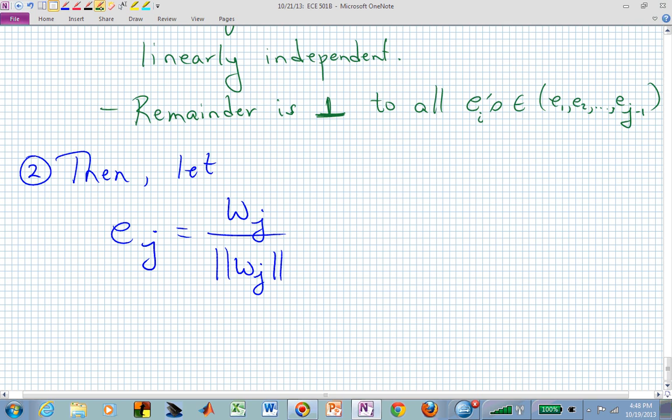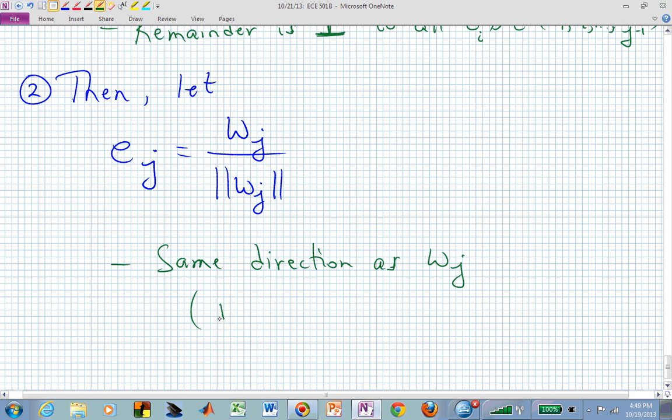All we've done is scale W sub j, meaning W sub j and E sub j are in the same direction, and E sub j is perpendicular to all the preceding E sub j's. And because we've divided W sub j by its norm, we now know E sub j has a norm of 1.